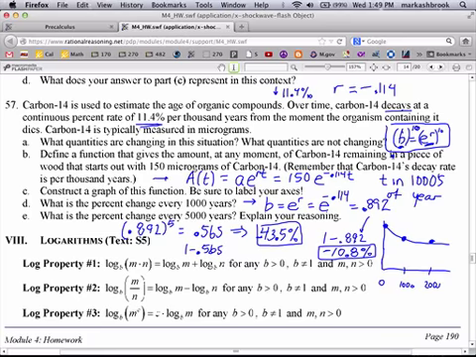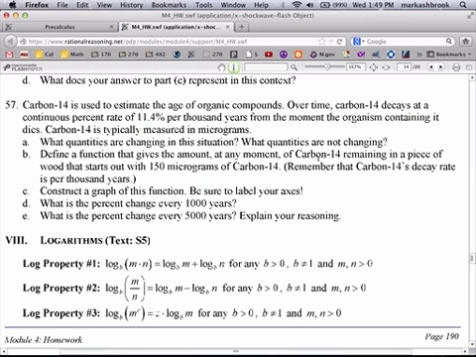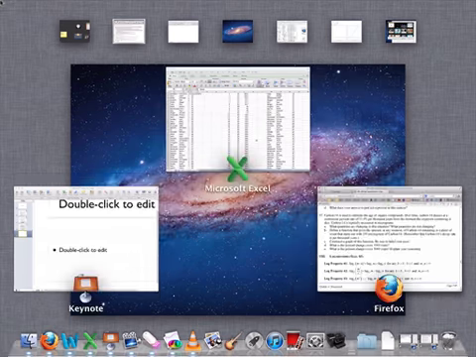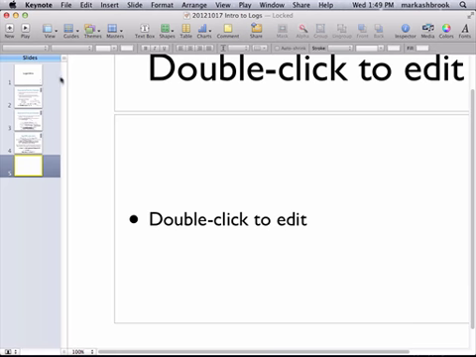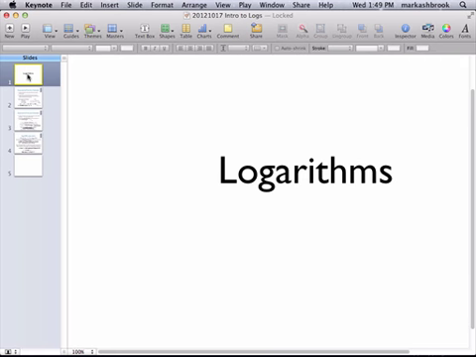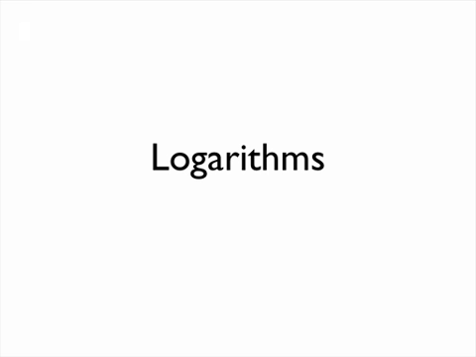Other questions about 57? Okay. Let's go on to new stuff here. We're going to cover logarithms. Some of you have had logarithms before, and I want to give you a slightly different way of thinking about it that is intended to help you.